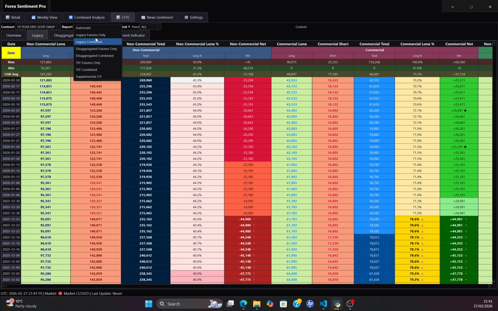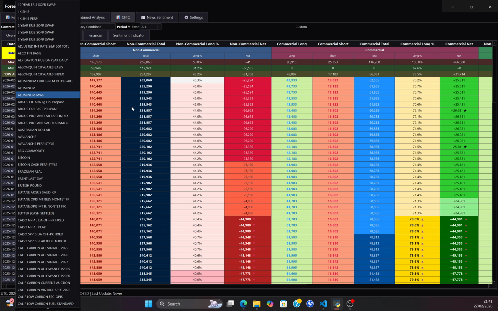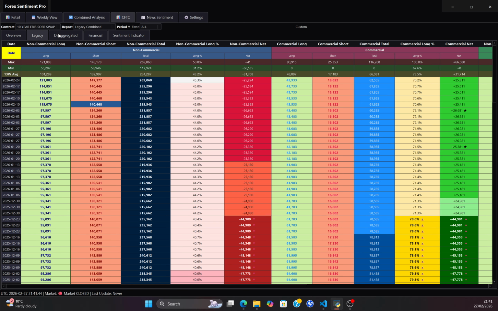By the way, there are two types when it comes to commercial and non-commercial positions, or better to say legacy. There are two types on the website. On the CFTC website, one is futures only, one is combined, and you are always better off looking at the combined. I will leave this for you to look at. So what is the difference between the combined and futures only?